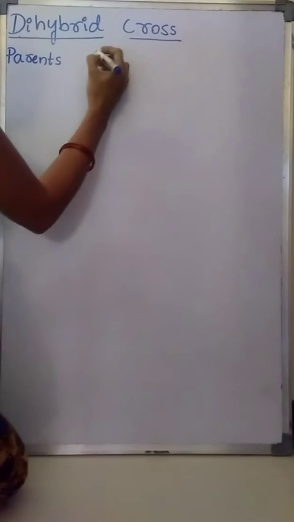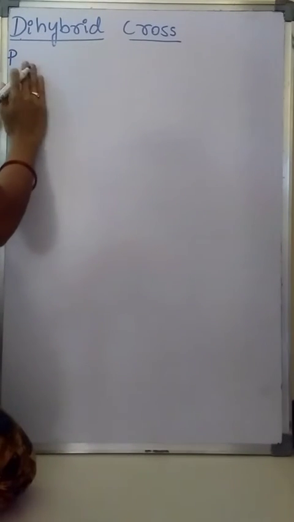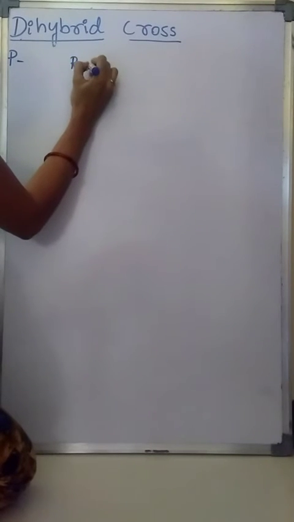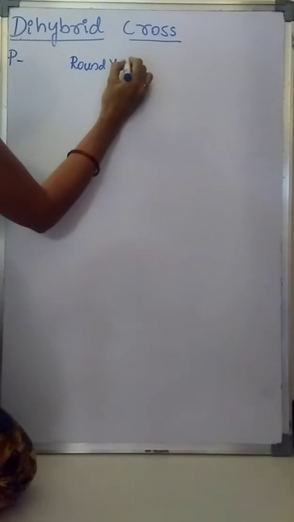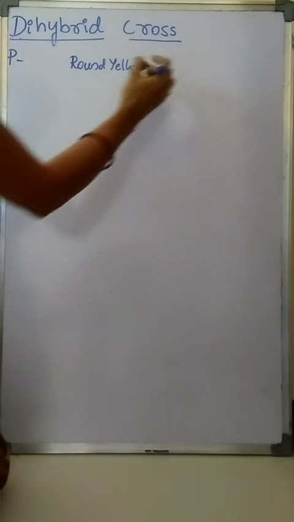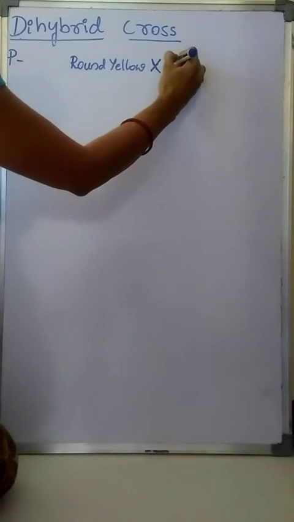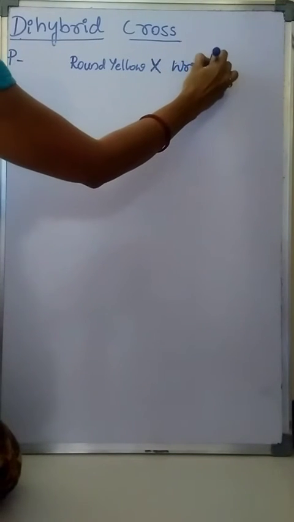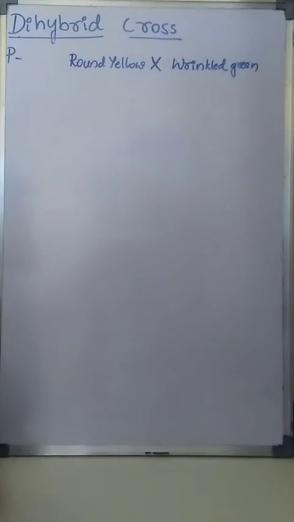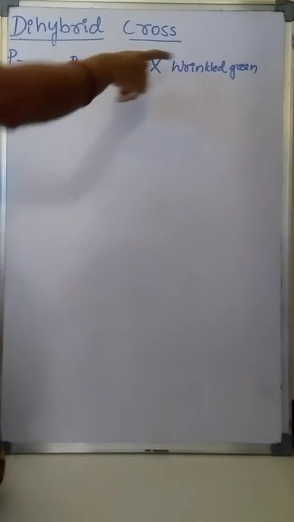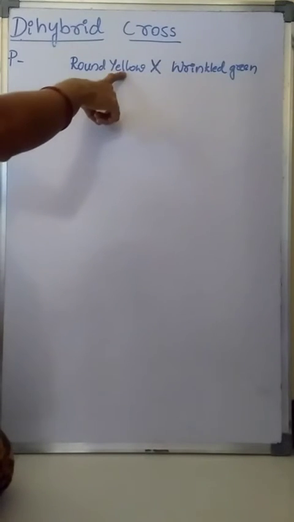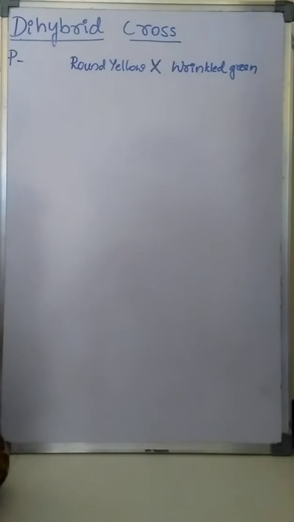First, I will take the parents, that is, P means parents. Round yellow, the plant having dominant characters, is crossed with wrinkled green. Round shape of the seed is the dominant form, whereas wrinkled shape of the seed is recessive. Yellow color of the seed is dominant, green color of the seed is recessive.